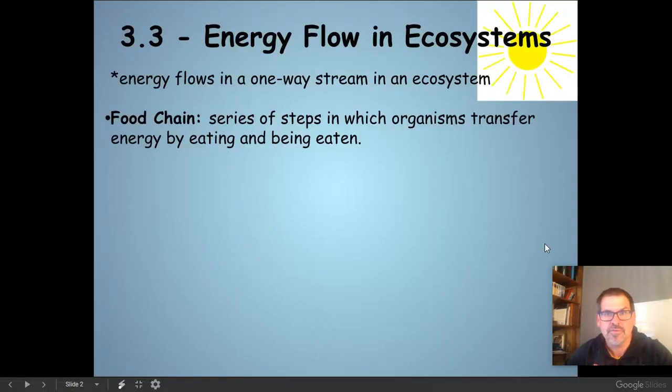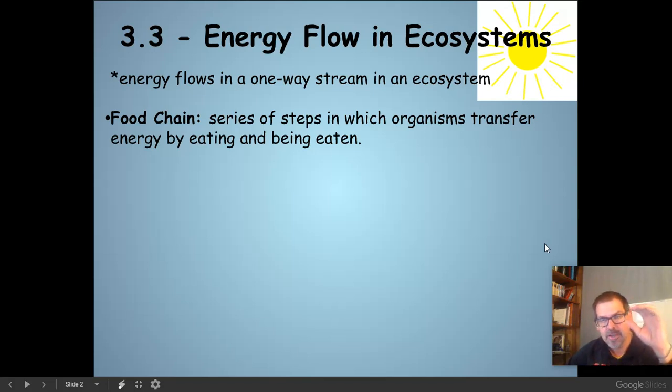All right, so energy flow in ecosystems. Energy flows in a one-way stream. This is a major theme in this chapter. The two major themes in chapter 3 can be summed up in two phrases. Energy flows one way, but the matter, the stuff that makes up those systems, gets recycled. So energy flows one way, matter recycles. So the energy starts with the sun, flows through the producers, and then from the producers it goes into the various levels of consumers. But it's a one-way stream.